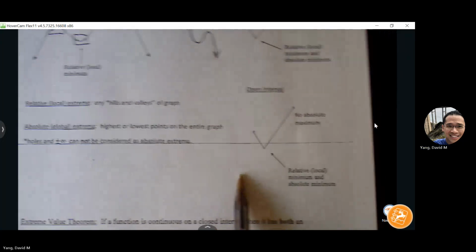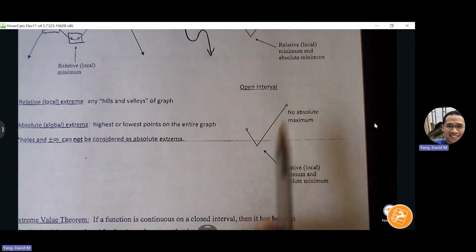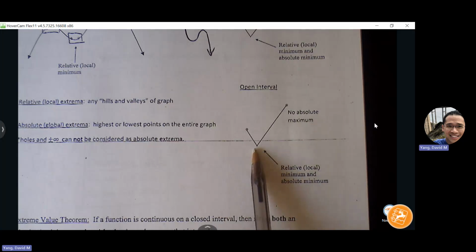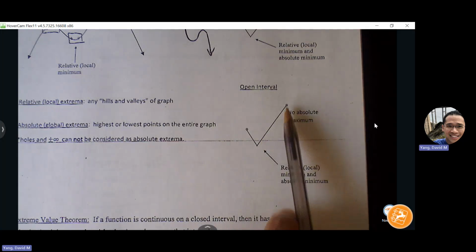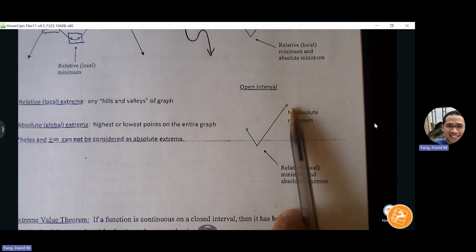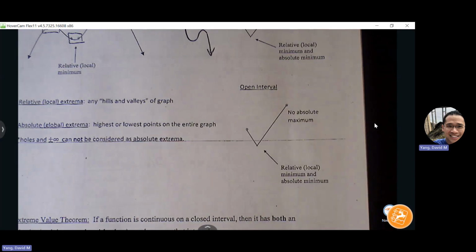Okay, this graph is an open interval. There's still a relative minimum and absolute minimum, but there is no absolute maximum. There's a hole here. I cannot pinpoint a singular highest point on this graph, because if I choose a point really, really close to that hole, I can always choose a point even closer, right? So I can never get to a specific number. So there is no absolute maximum value I can pinpoint if there's a hole at that highest point.